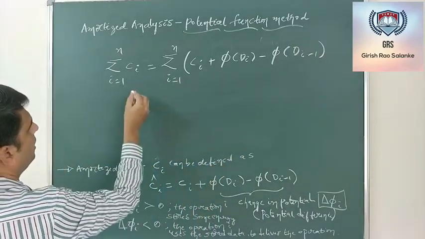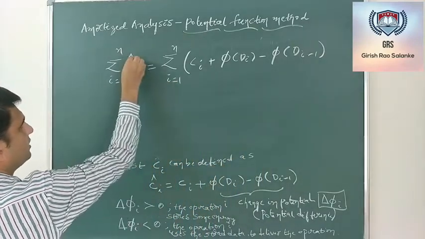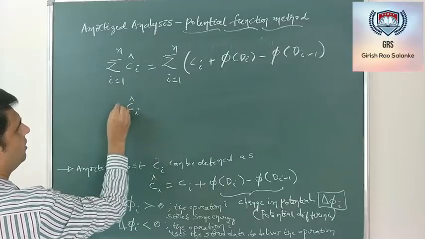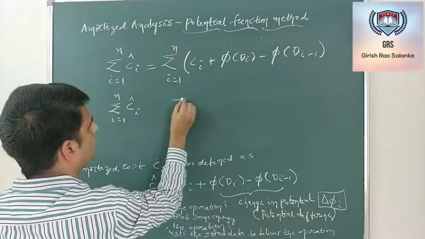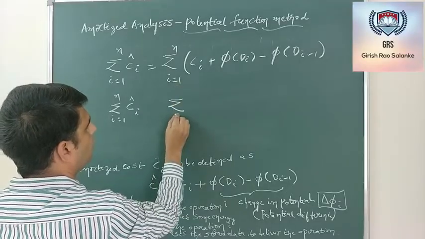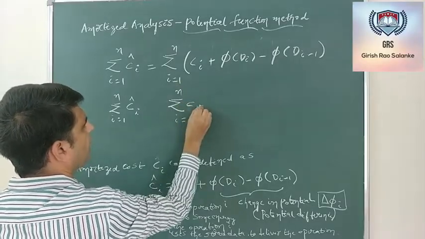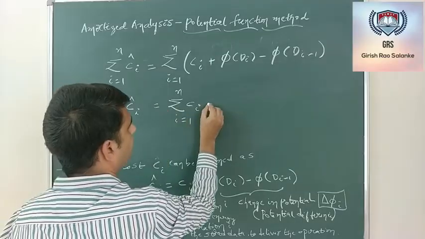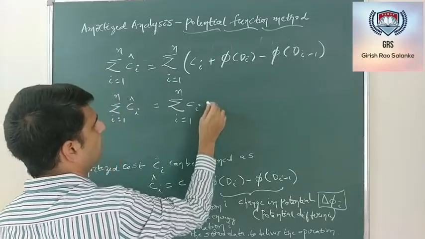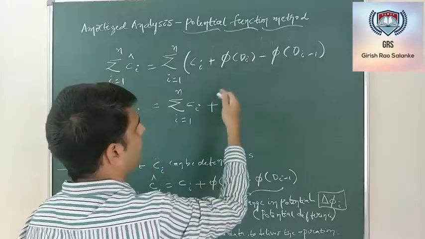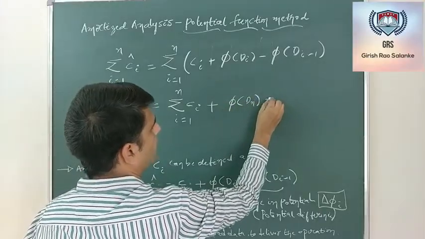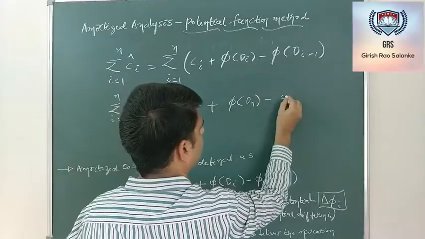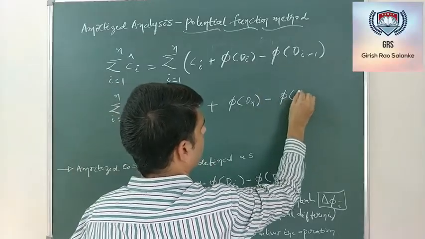So this is nothing but the summation of C_i' for i equal to 1 to n, which is nothing but the summation from 1 to n of C_i plus phi of D_n minus phi of D_0, taking the nth operation.